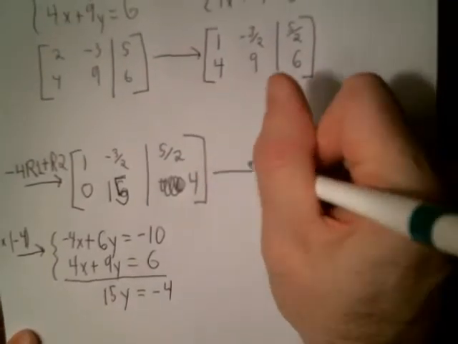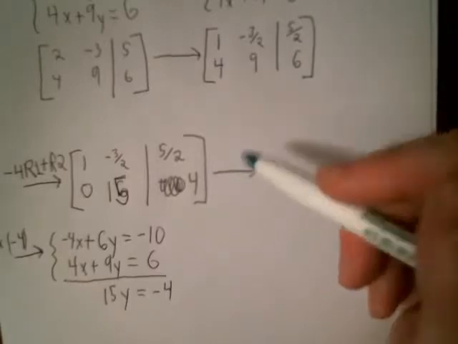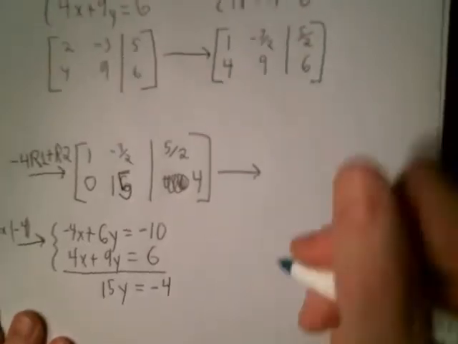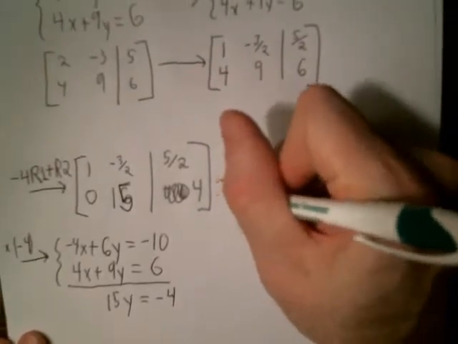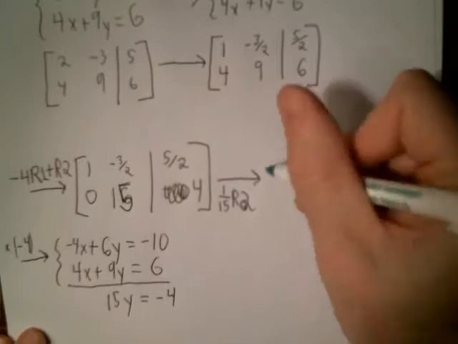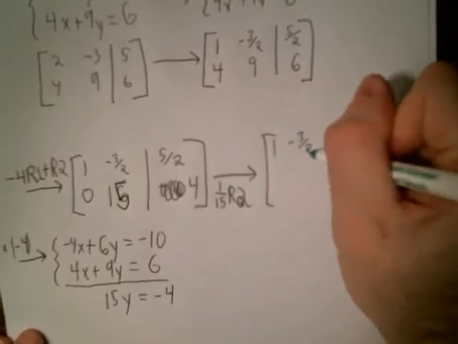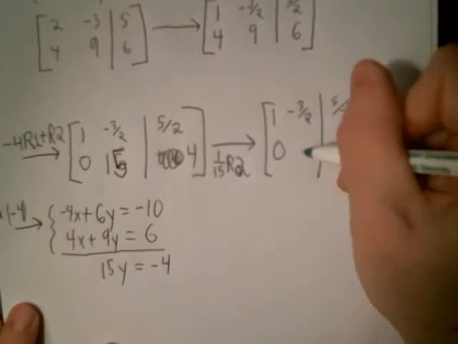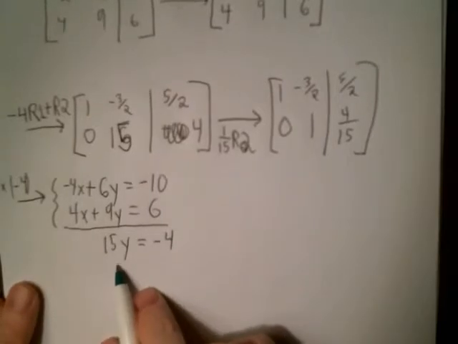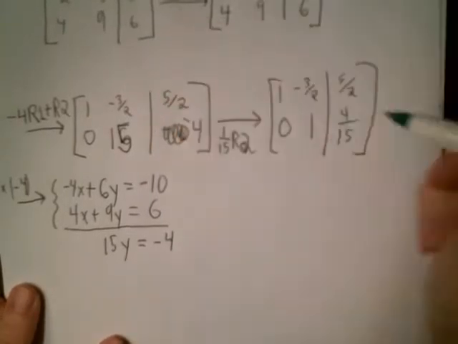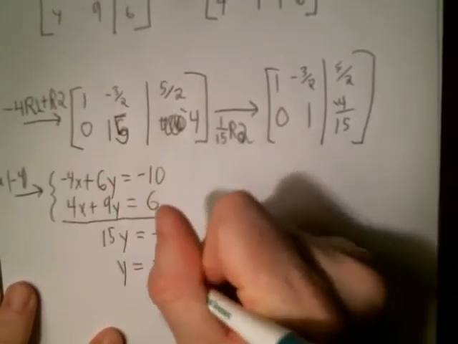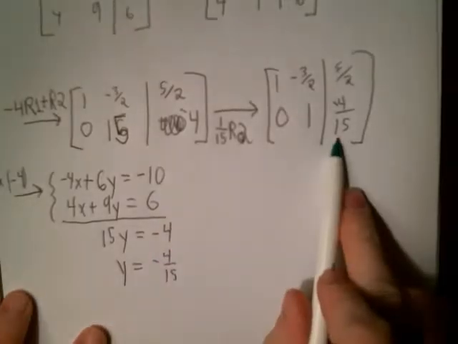Okay. The next step when you're doing this automated method with the matrices is to get a 1 right here. And what that means is basically you're dividing both sides by 15. So I'm going to multiply row 2 by 1/15. So row 2: 0, 1, negative 4/15. Okay, so if I divide both sides here by 15, I get negative 4/15, which is this answer here.